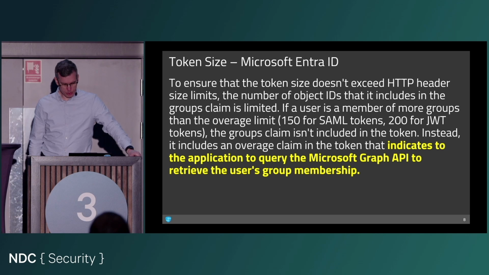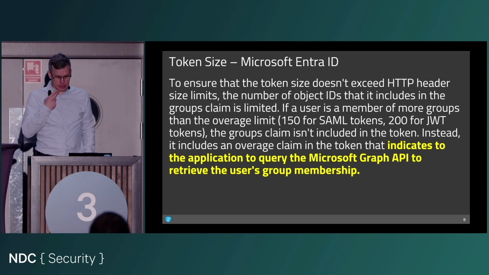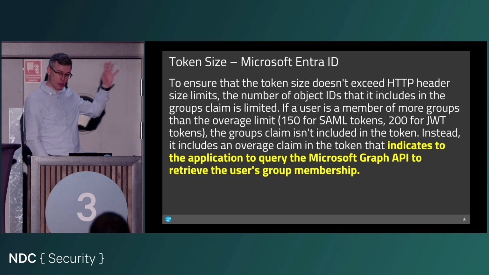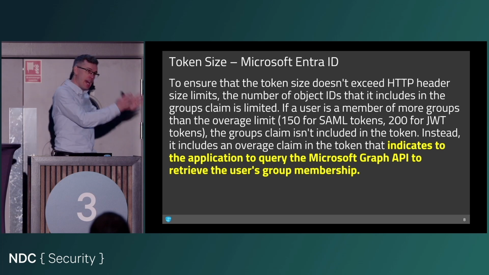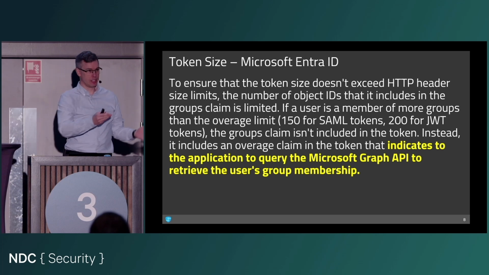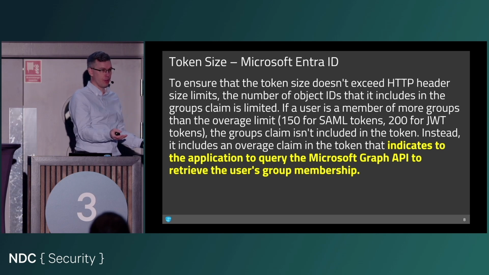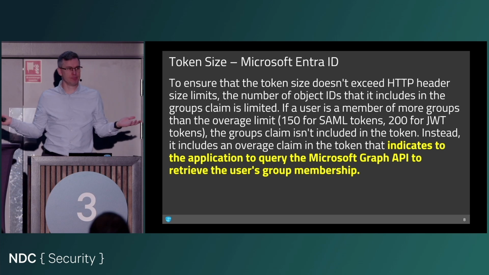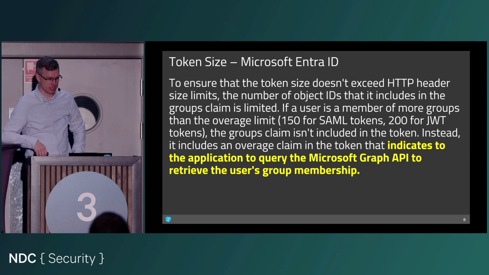What upsets me a bit more is that they saw the text that it limits the number of tokens, but it indicates to the application to query the Microsoft Graph API to retrieve the user's group membership. So obviously, server-side, they have all the data. They even provide an endpoint or a feature to query that through the Microsoft Graph. But why didn't they just hook up the user info endpoint to that? No idea. Guesses are welcome.